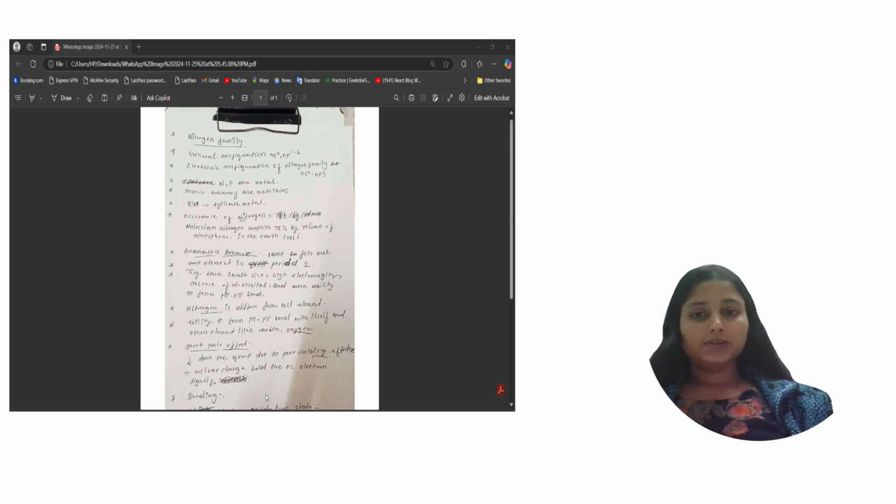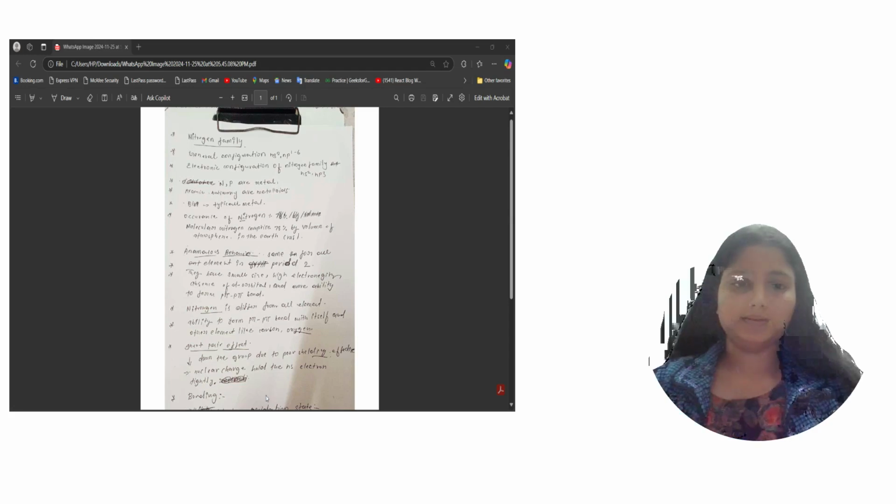Now talking about nitrogen, nitrogen exhibits +1, +2, and +4 oxidation states when it reacts with oxygen, and phosphorus also has +1 and +4 in some of its oxoacids.